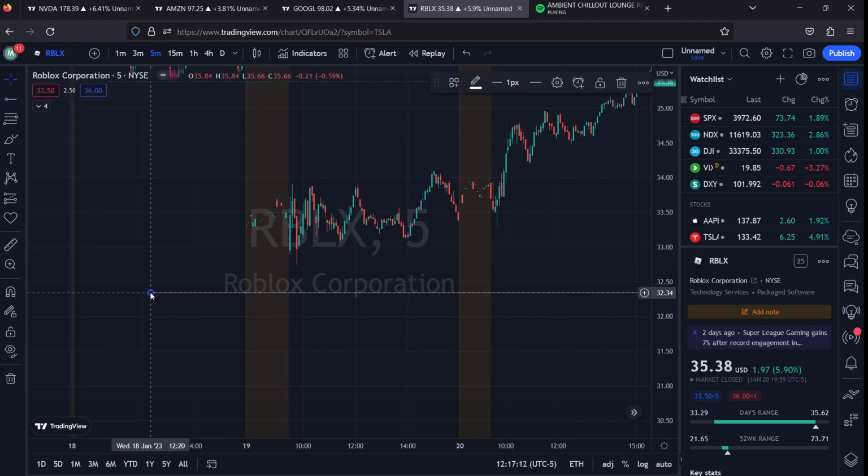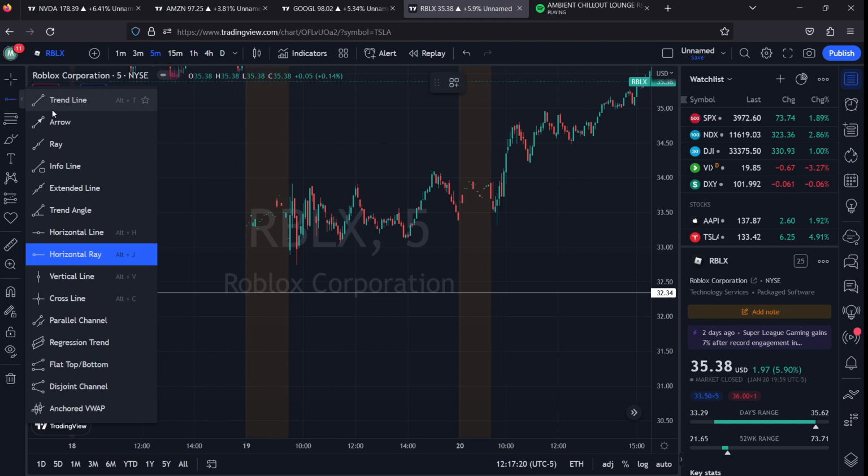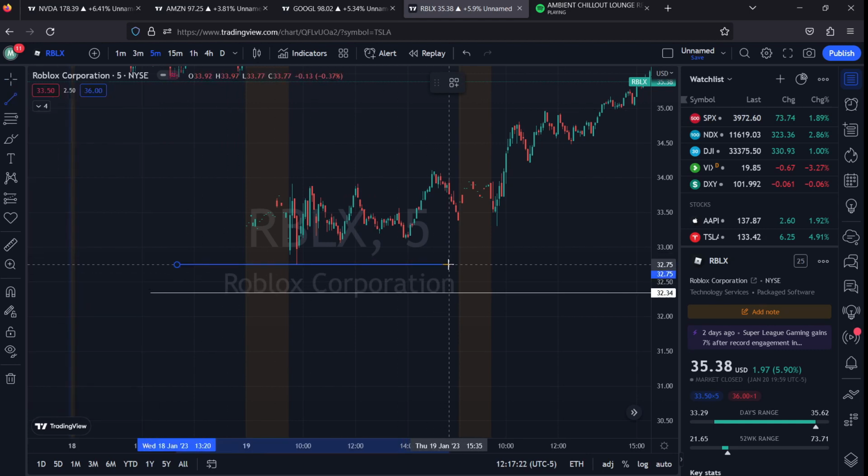The horizontal ray, from whatever point you click, sends a perfectly horizontal line out infinitely to the right, whereas with the trend line, you draw it yourself, and sometimes it's not flat. Like if you mess it up a little bit, you can see if you click on this, it says 32.75, 32.77, so it's got a little slope.